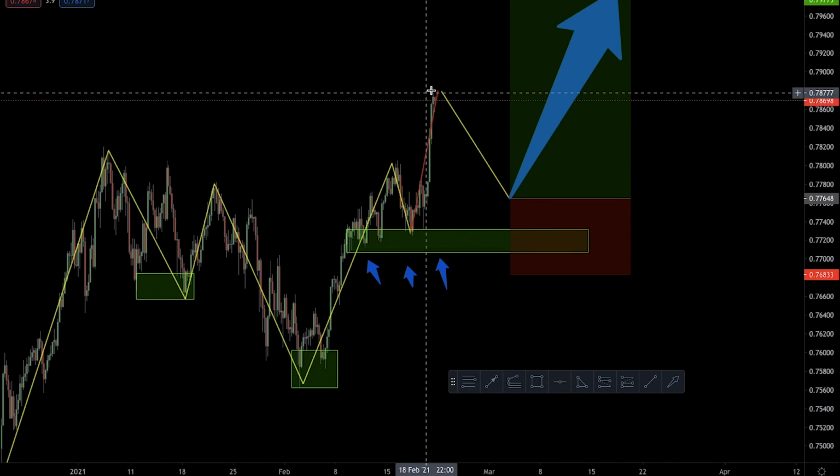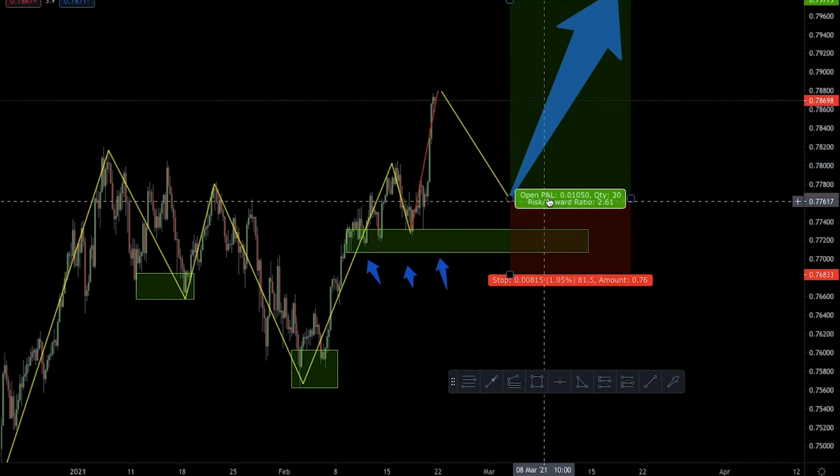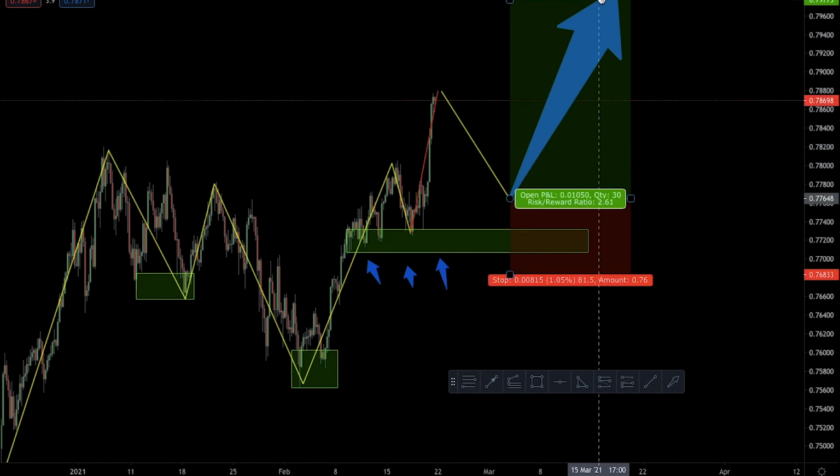Now, all I need to see is this buyer's relief, where we see this pullback, and then any type of bullish price action entry to look long. So we'll see what happens.